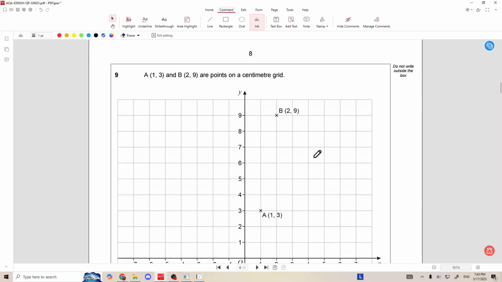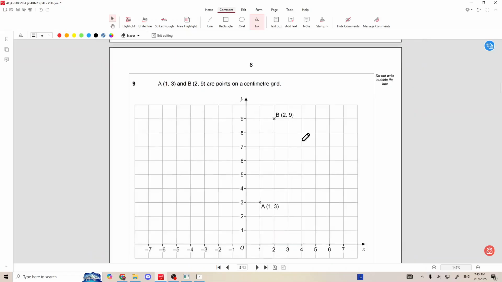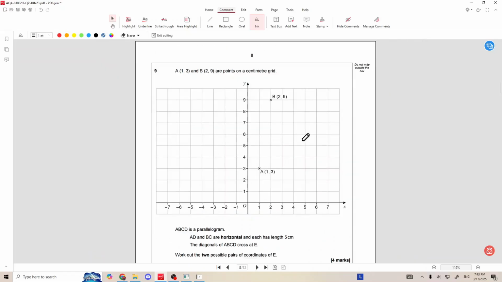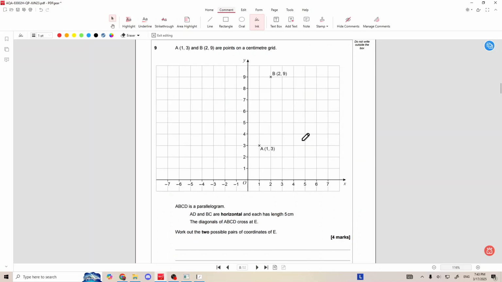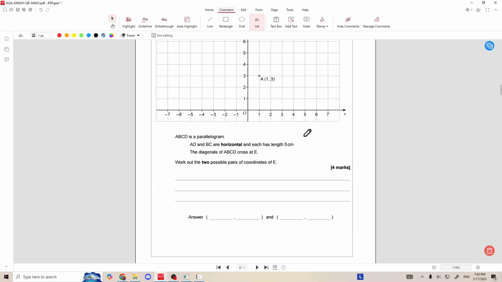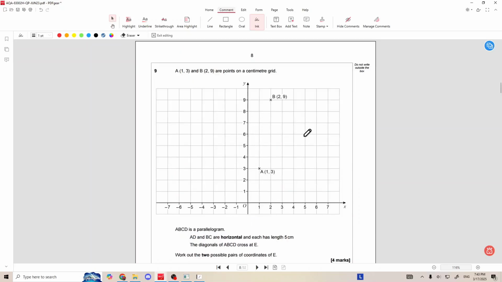Oh, what is this question? A is 1, 3 and B is 2, 9. Point on centimeter grid. ABCD is a parallelogram. AD and BC are horizontal and each has length 5 cm. The diagonals of ABCD cross at E. Work out the two possible pairs of coordinates at E.